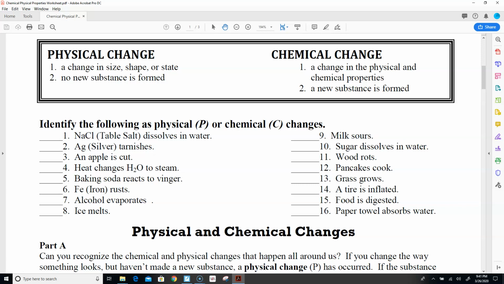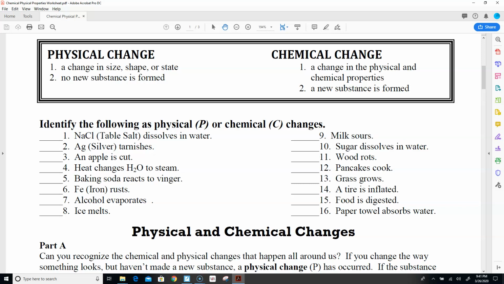12, pancakes cooking. Anything dealing with cooking is going to be a chemical change, all right, because you can't get the raw ingredients out. Here's another way you can tell that it chemically changes. If I ask you, hey, you want some pancakes? You're like, yeah, I'd have some pancakes. Then I pour you a big tall glass of batter.